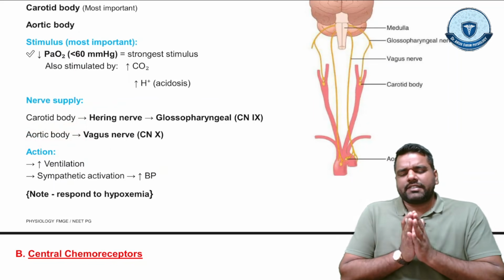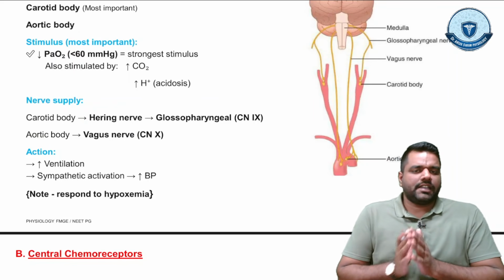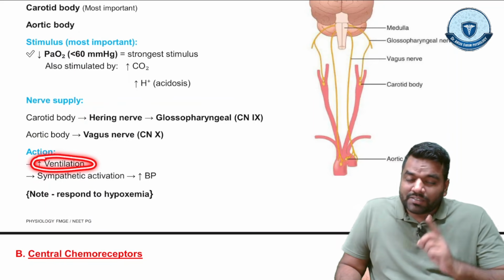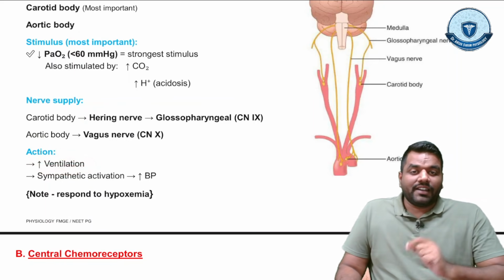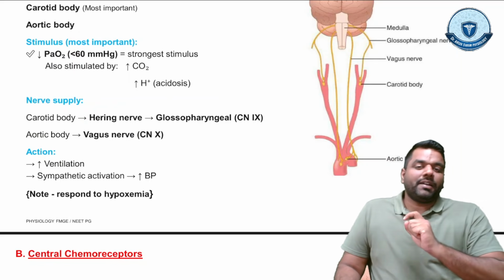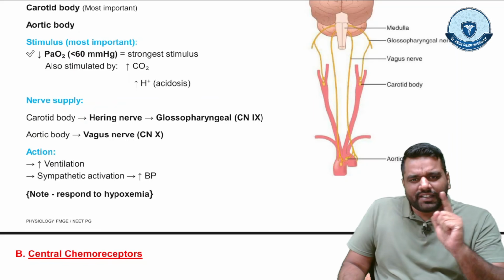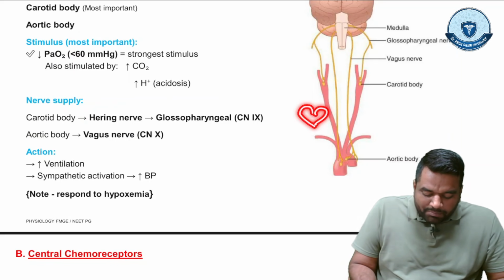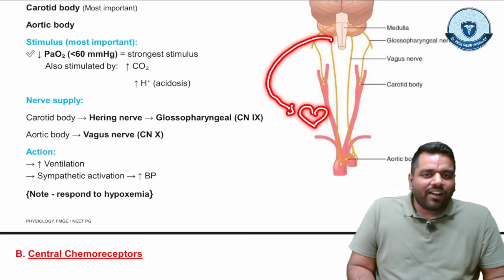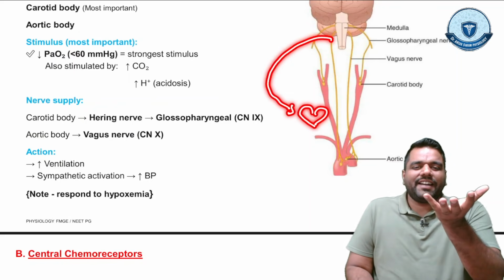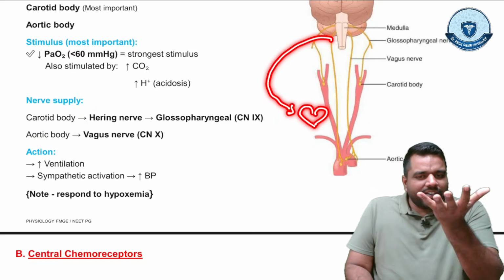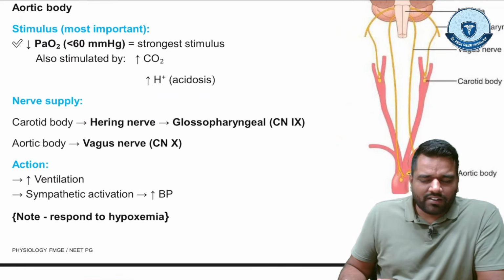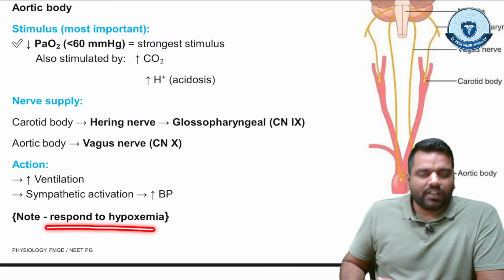Action. Whenever this sensor is activated, it sends the message and increases ventilation. Guys, please pay attention: they increase ventilation and also increase sympathetic activation. If sympathetic activation increases, what will happen to the heart? The heart rate will increase, and BP will increase. So this is a very important concept about the peripheral chemoreceptor, and please remember that they respond to hypoxemia.